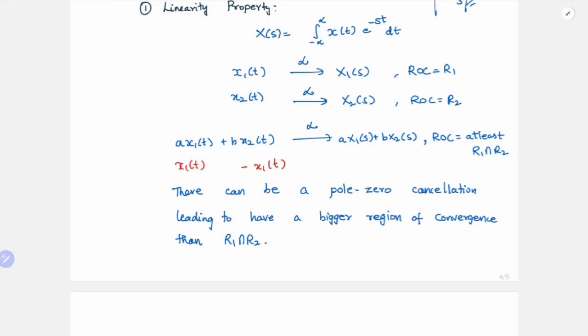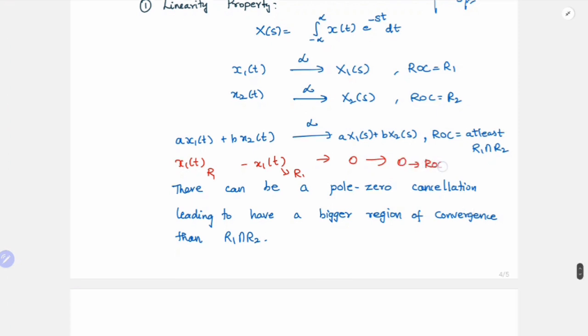So for a simple example, if we combine x1 of t and minus x1 of t, let's say they have region of convergence R1, and this is also going to have region of convergence R1, right? So when we combine them, my actual signal is 0. So 0 is a finite number, right? When I take the Laplace transform of it, it will also come to be 0. So this ROC is actually the entire S-plane, right? So this is a trivial case, but let us also see some examples. Maybe one example related to how the pole zero cancellation actually takes place.